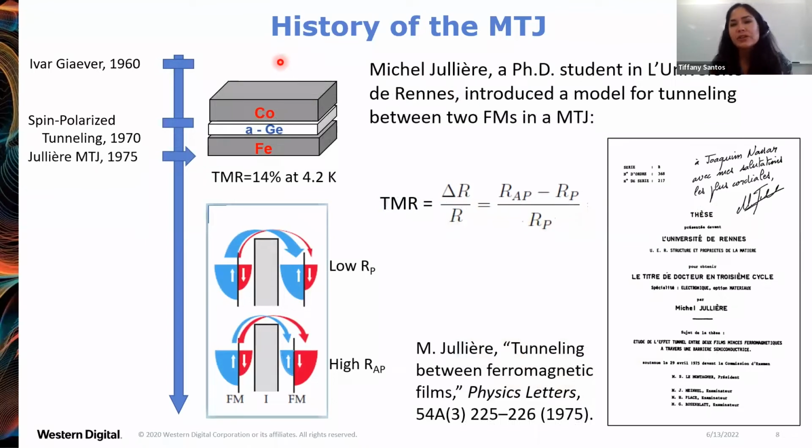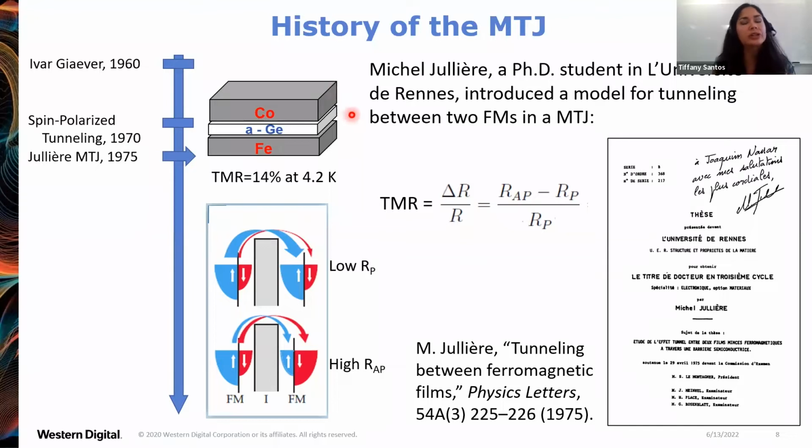Then a few years later, there's a graduate student working towards his PhD in France, Michel Jullière, and he was inspired by the work of Meservey and Tedrow. He had learned that spin was conserved in the tunneling process, and he introduced a model for tunneling between two ferromagnets in a magnetic tunnel junction. So he proposed to use two ferromagnetic electrodes, shown here, iron and cobalt, and an insulating tunnel barrier in between.